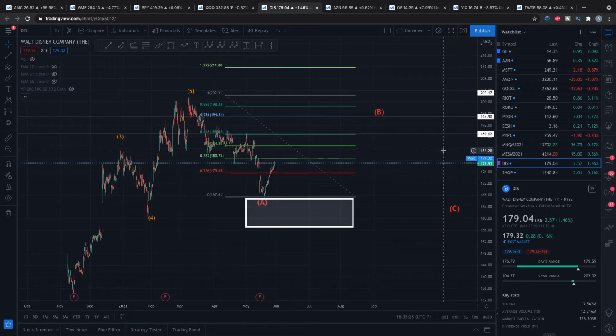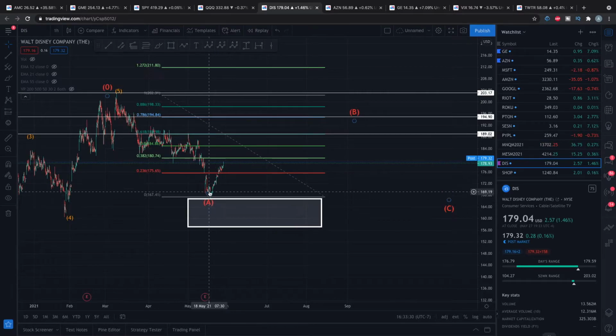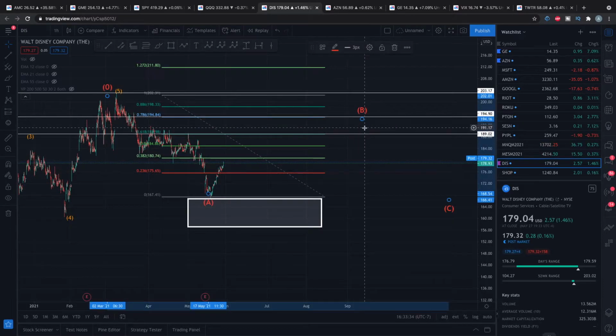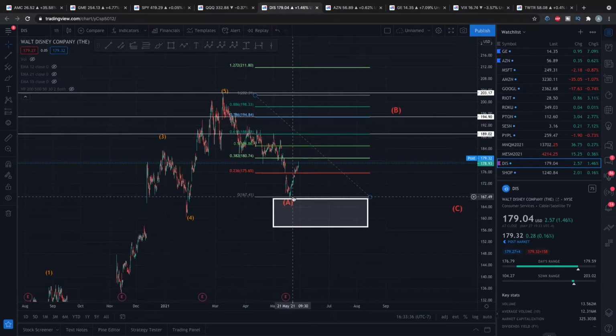So Disney looks good. I would recommend possibly buying it as a stock. That looks like a really good buy. We should come up to these levels for the B wave upside. So nothing has changed about this analysis. It looks like we bounced right off my buy zone in this rectangle here, and we're looking to go upwards for that B wave.